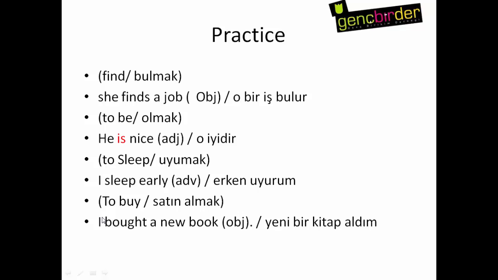To buy. I bought a new book. I is a subject. Bought is a verb in the past because the verb to buy is irregular. So in the past it takes the form of bought. I bought what? I bought a new book. So a new book is an object.